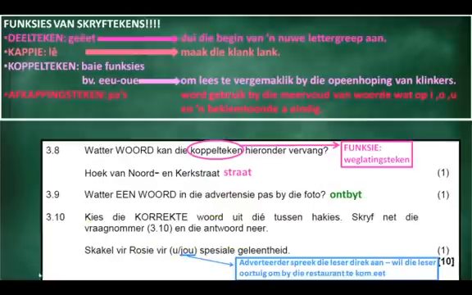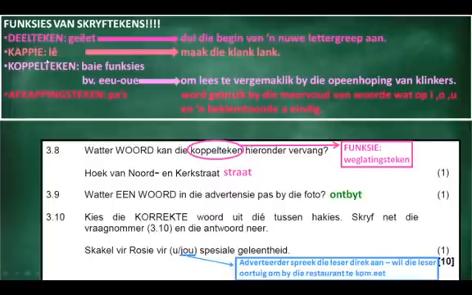Okay. Dan, watter woord kan die koppelteken hieronder vervang? Nou moet julle die funksies van julle skryftekens ken. You need to know the functions of your skryftekens. Don't confuse skryftekens met leestekens. In Afrikaans is dit twee verskillende goed. Okay, so those writing symbols, if I can call it that, the two dots you put on some words, the cuppy that you put on some words, those differ from punctuation. And you need to know their functions. So I've listed some of them, and I do think it's important that you take note of this.